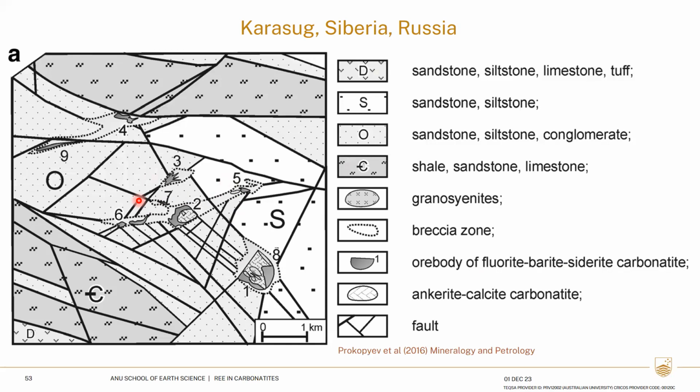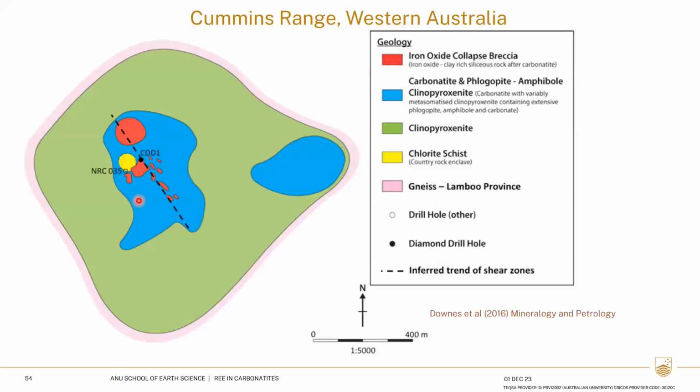there's an alternative idea that maybe those are karsts. So here's an example of Cummins Range, which is a very simple carbonatite. It has two kinds of carbonatite bits, one here and there, and this one has an iron oxide, so a ferrocarbonatite altered core that will have the mineralization, and they call it a collapse breccia. So it's a karst.